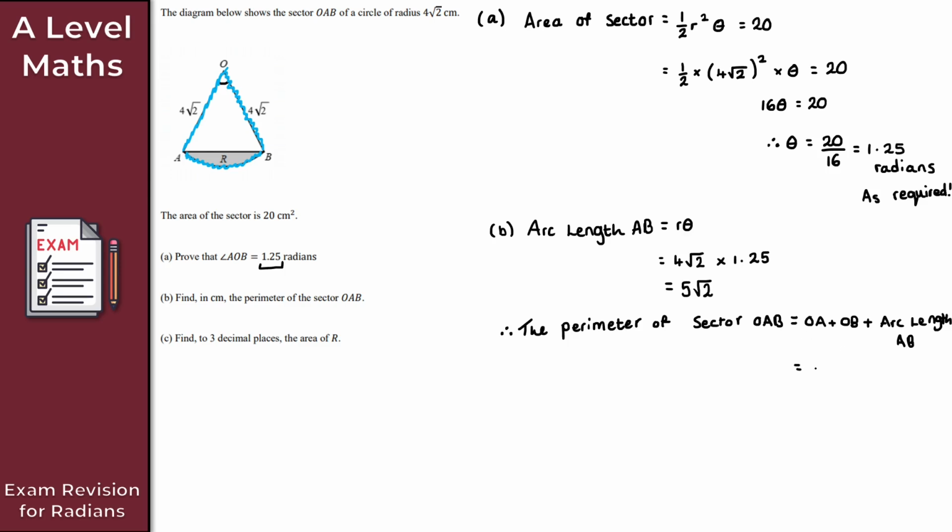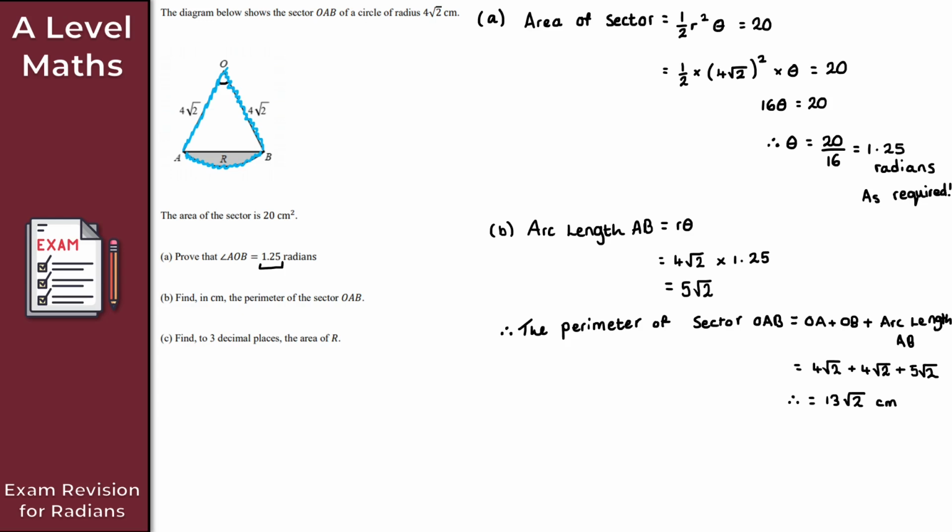So OA is 4 root 2. OB is also 4 root 2, as you can see from the diagram. So plus 4 root 2. And then finally, the arc length AB, as we've just evaluated, is 5 root 2. So plus 5 root 2. If we simplify this, we get 8 root 2 plus 5 root 2, giving us 13 root 2 centimeters. And there we have it. That gives us the solution to part B.